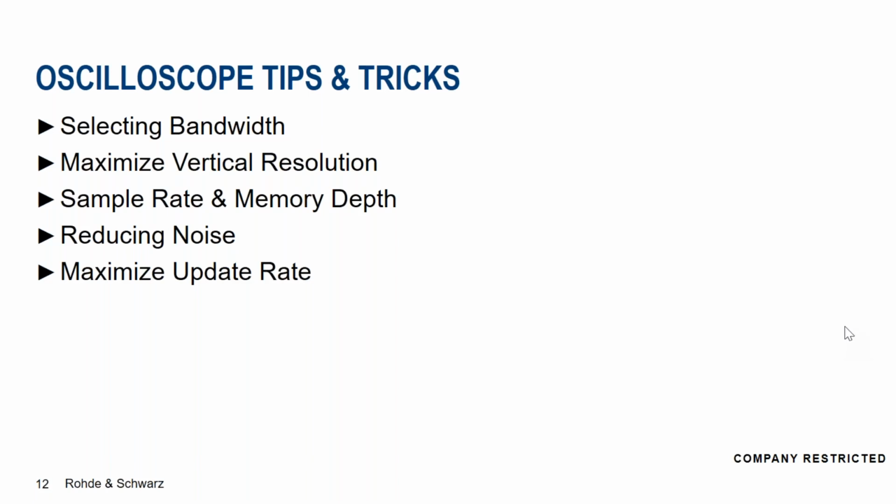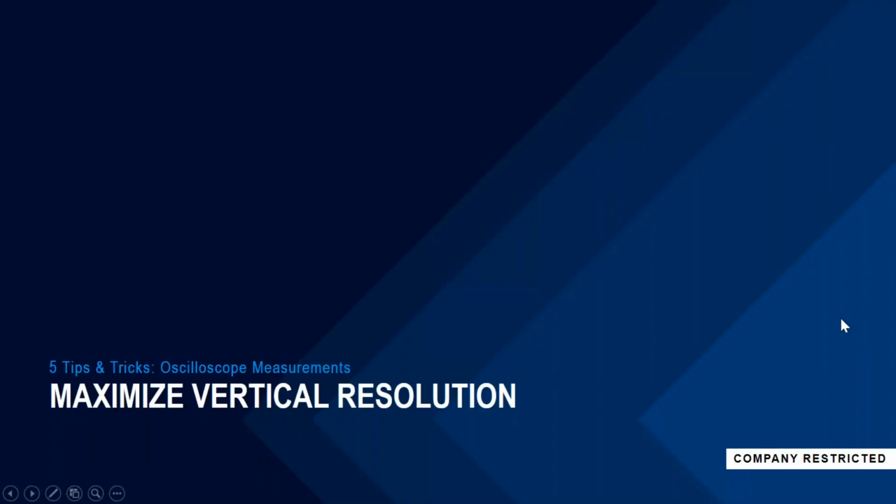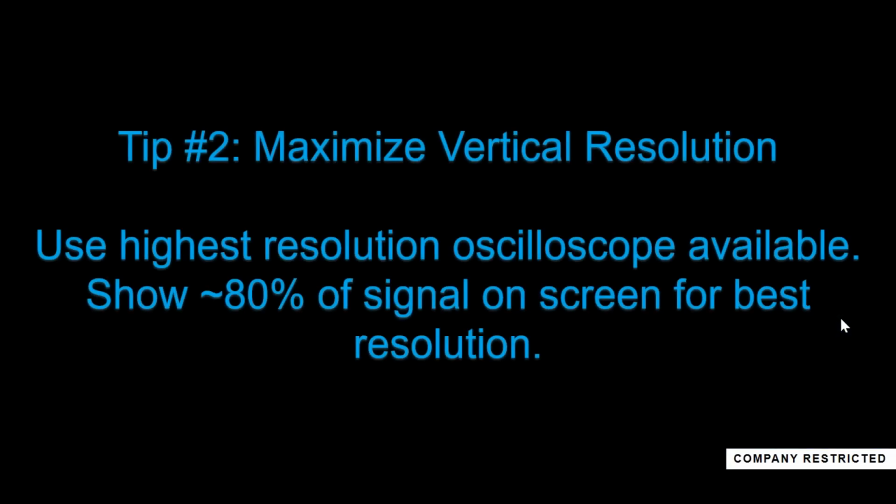We'll go back through our second tip here. We're going into vertical resolution. So tip number 2 is maximize vertical resolution. Use the highest resolution oscilloscope available. Show about 80% of the signal on screen for best resolution. We recommend about 80% because there are times where we'll see people have the signal clipping. It'll be off the screen. That's not a great, reliable way to take a measurement.